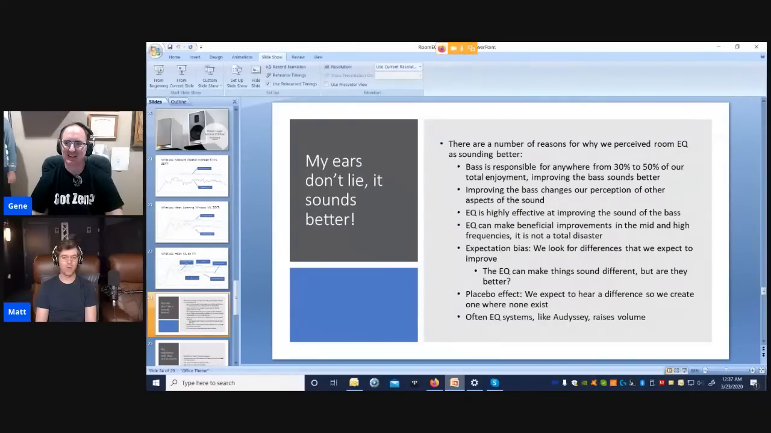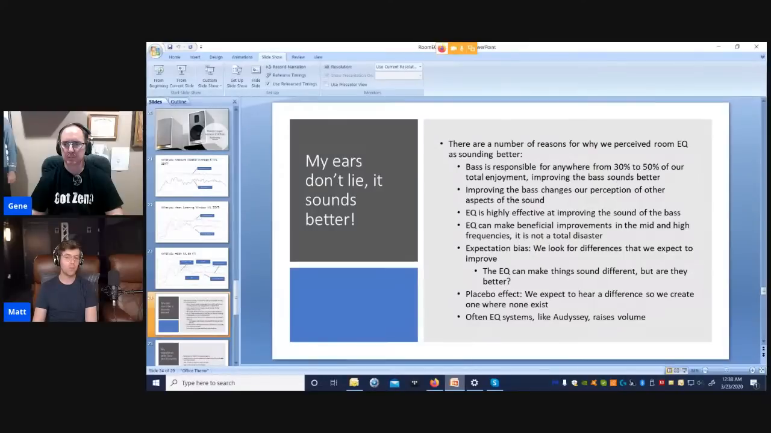I had one scenario where it clearly made it better in the bass, like below 100 hertz, but it made everything else worse. So anyway, the point is, it's not uncommon for these EQ systems to make an improvement in the bass, and you can't discount how much that matters. Bass can account for anywhere from 30 to 50% of our overall perception of sound, our enjoyment of a system, how well balanced it sounds, how good it sounds, how clear it sounds. A lot of that is anchored in the bass itself. So when you smooth the bass out, that makes a really big difference.